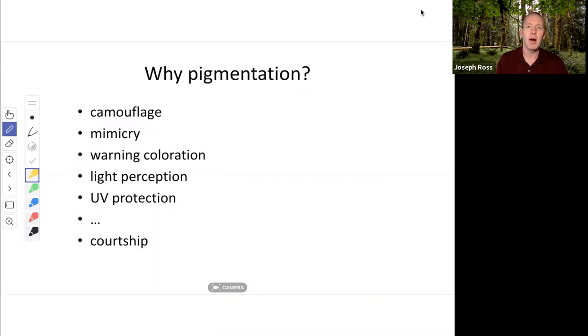Pigment that's produced by enzymes in our skin cells, for example, offers us ultraviolet light protection. So there are melanic pigments, melanin, a dark pigment that absorbs ultraviolet light and protects the DNA in our cells from being damaged by that ultraviolet light, because the melanin blocks those wavelengths of light from getting farther down into our tissues. And there are lots of other reasons that pigmentation is really useful. Here, we might consider how pigmentation is useful in courtship.